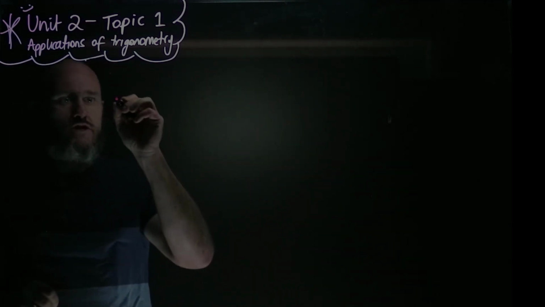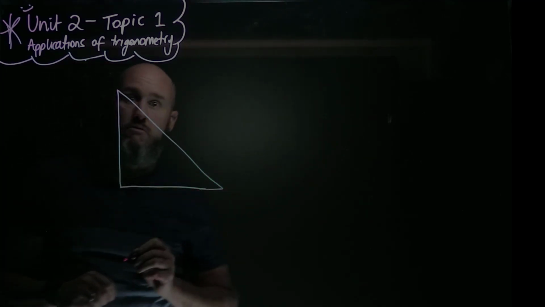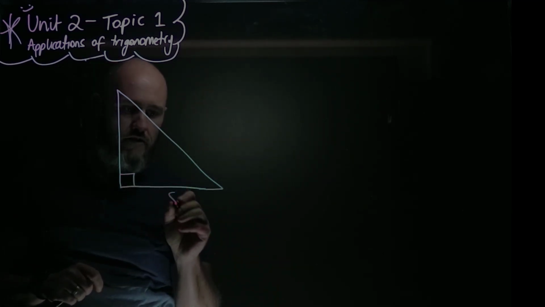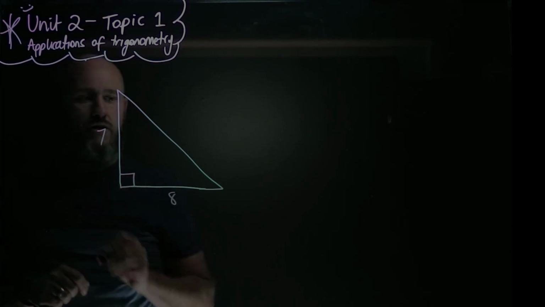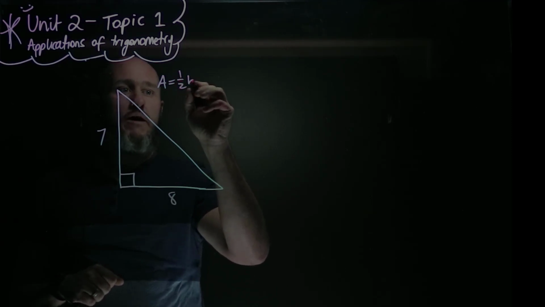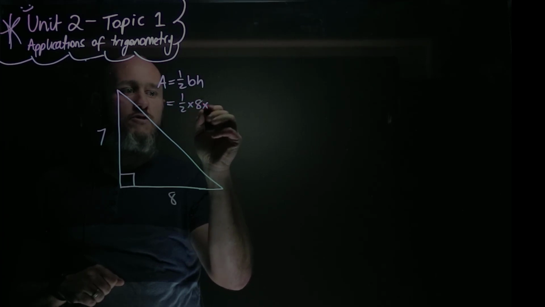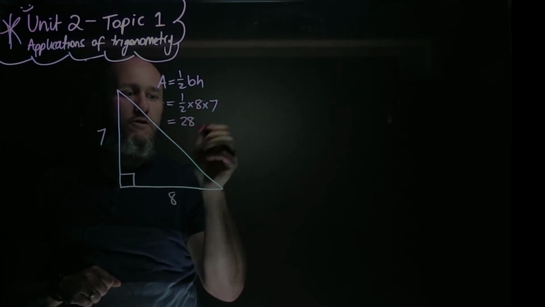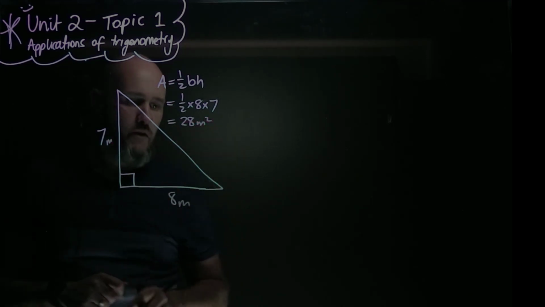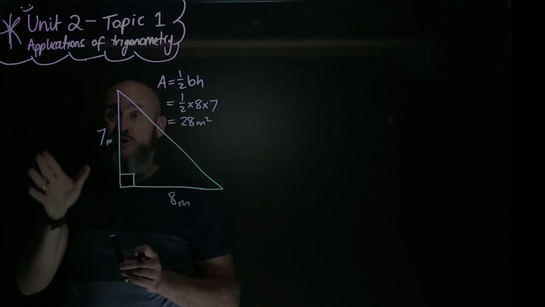Now, I have to remind you first of all that this is a triangle. No, I hope I don't have to remind you that. But this is a right angle triangle, and this is base 8, height 7. And if I wanted to find the area of this triangle, the area is equal to half base times height on your formula sheet, which is equal to half times 8 times 7, which is equal to 28 units squared. Let's say it's in meters, 28 meters squared. Okay, so we can find areas of right angle triangles. But what about non-right angle triangles?